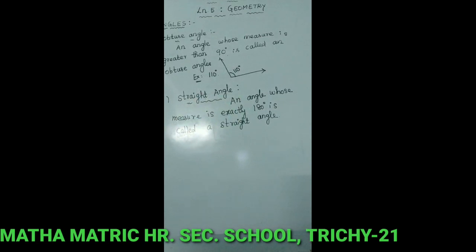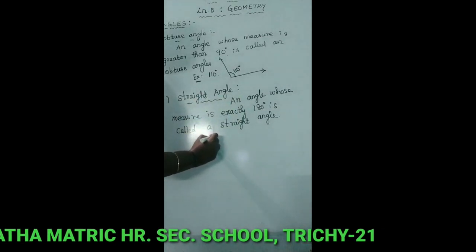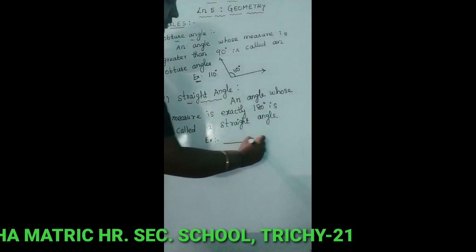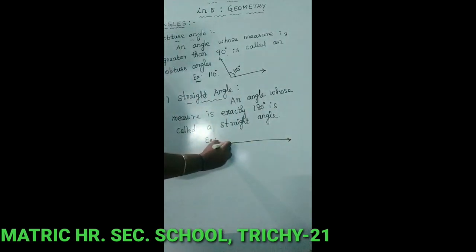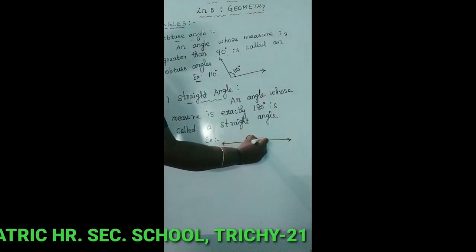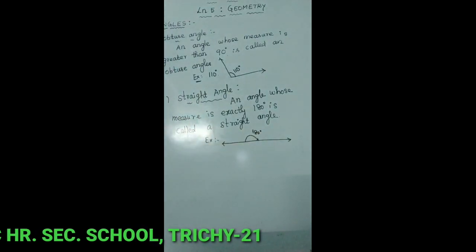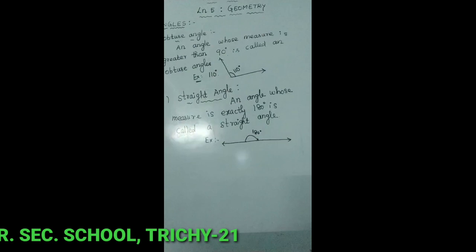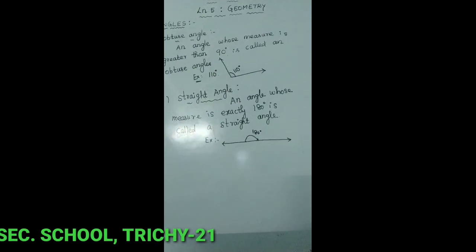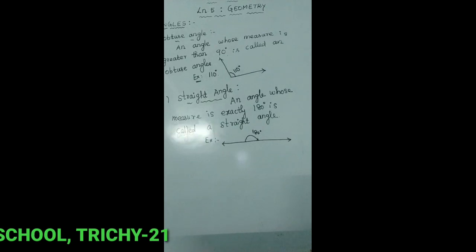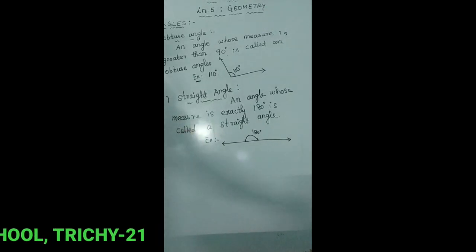So straight angle is, usually we draw the straight line. This angle is 180 degrees. So an obtuse angle is greater than 90 degrees. A straight line is exactly 180 degrees. So 180 degrees is called the straight angle.